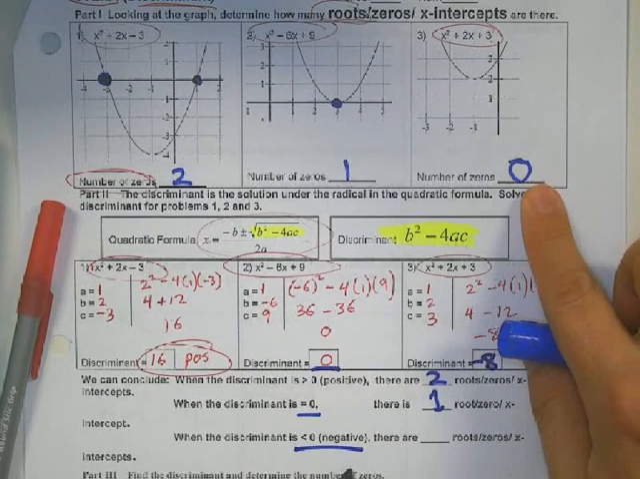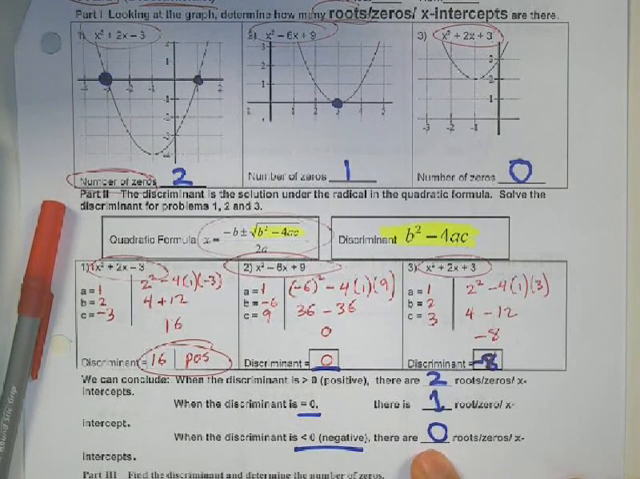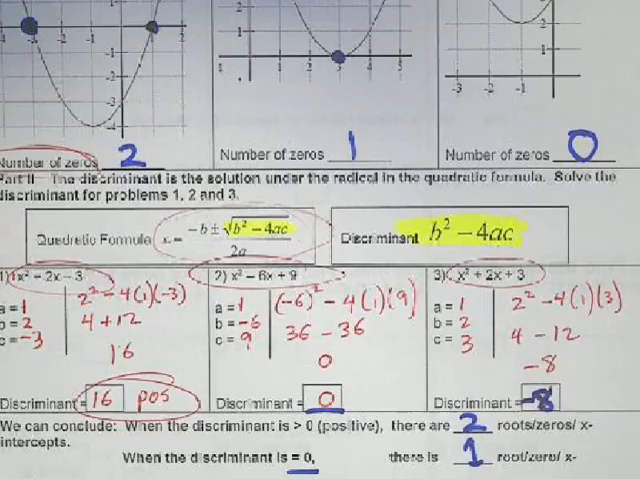So we're just going to be practicing calculating the discriminant and then determining how many roots. Now we're going to pretend we're Professor Dave.